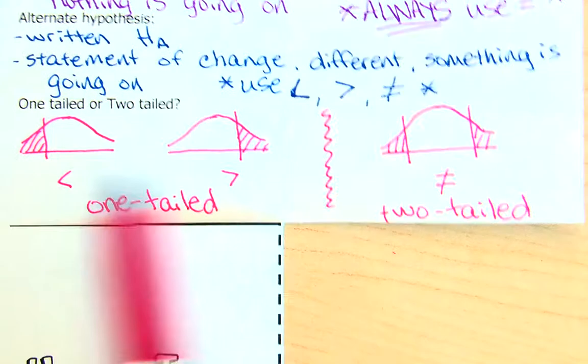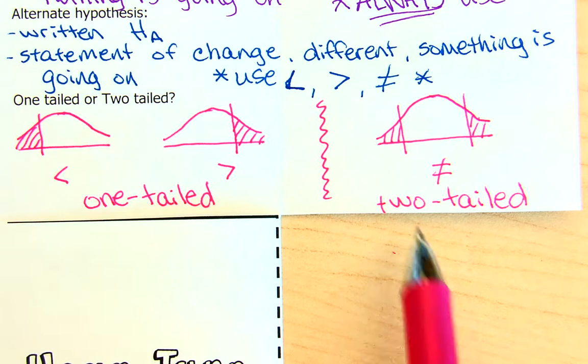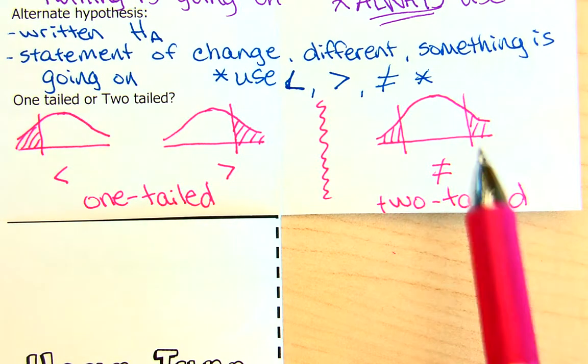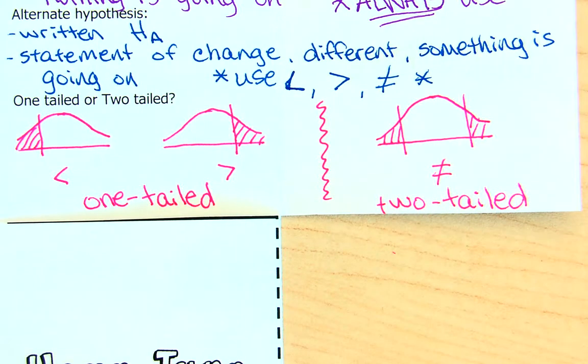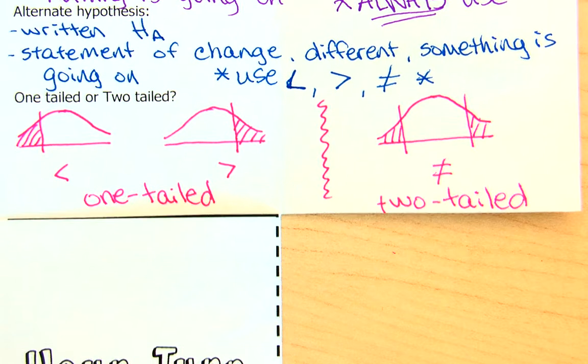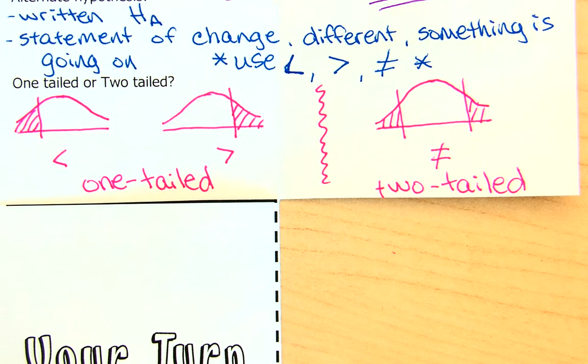These are going to be one tail. Only one tail is shaded. This is two tailed because both of them are shaded. So we're saying we think it's here, but if it gets far enough away, we're saying it's not there anymore. Something is wrong because it's not where we thought it would be. You doing good so far?